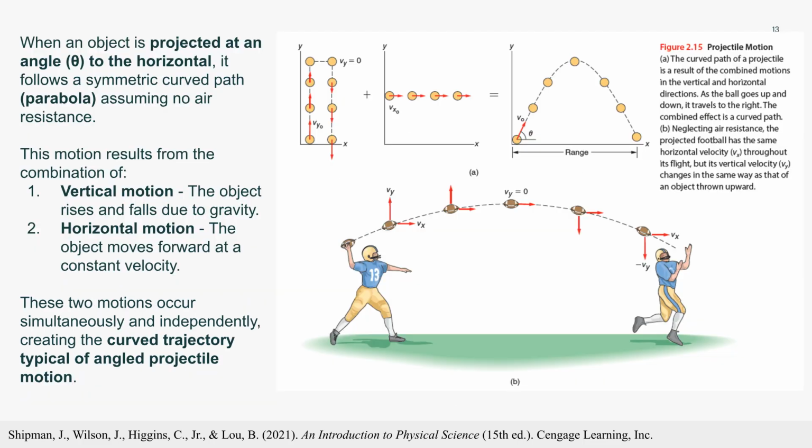Let us look at what happens when an object is projected at an angle to the ground. This action creates a symmetric curved path, known as a parabola. This curved trajectory, meaning the path followed by a flying object, is a combination of two independent motions.